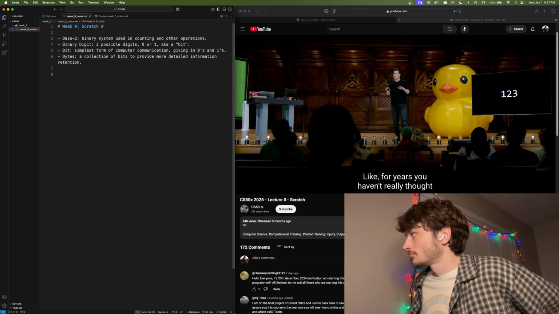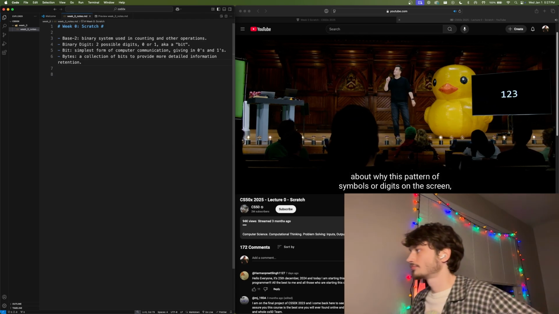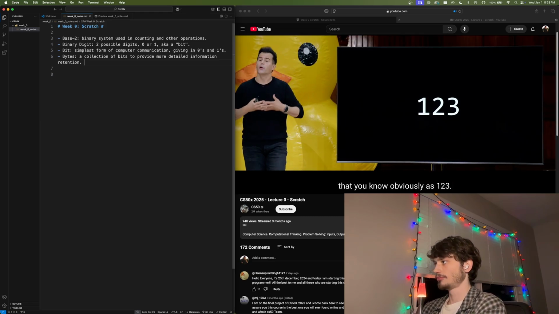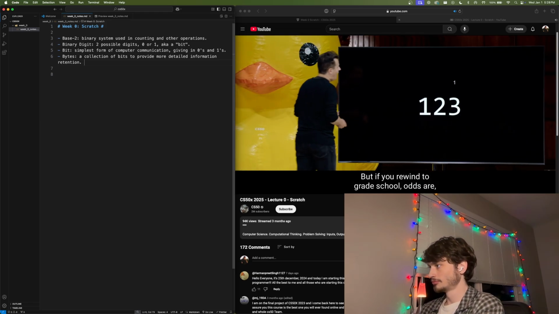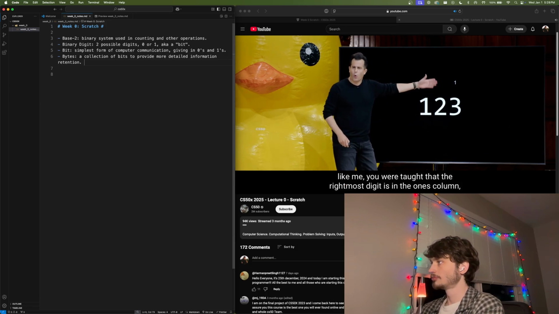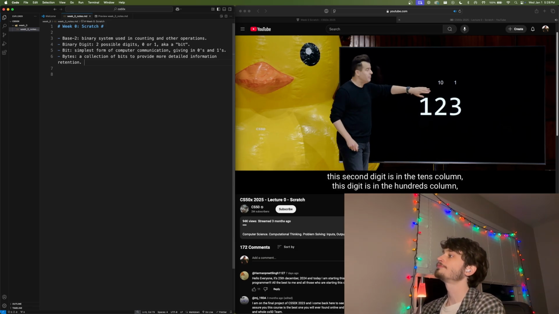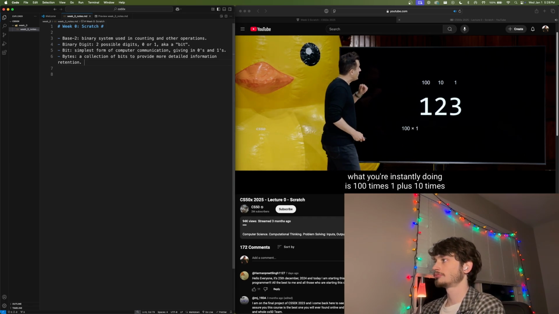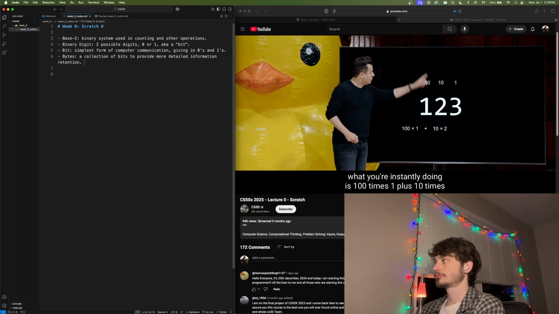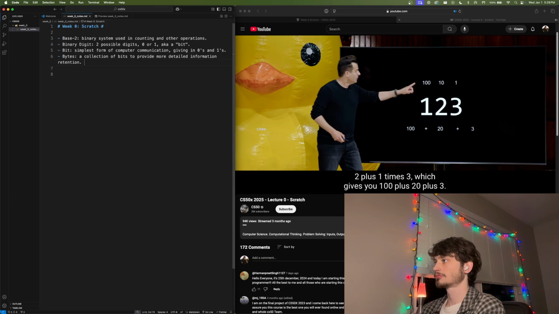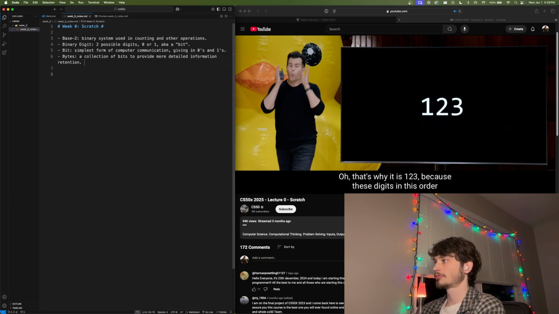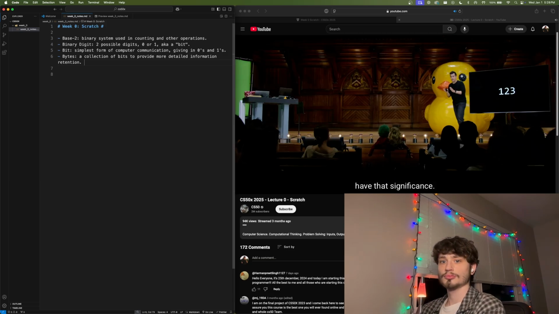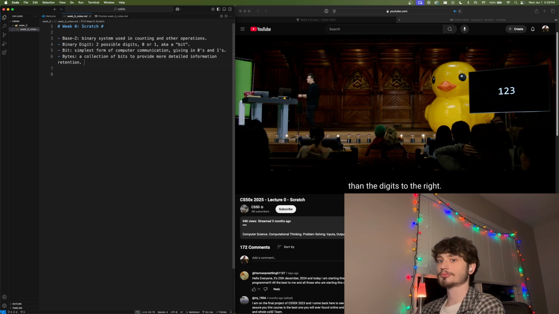Like, for years, you haven't really thought about why this pattern of symbols or digits on the screen, 1, 2, 3, represents mathematically this number that you know, obviously, as 123. But if you rewind to grade school, odds are, like me, you were taught that the rightmost digit is in the ones column, this second digit is in the tens column, this digit is in the hundreds column, and so forth. So even though none of us have to do this math explicitly, what you're instantly doing is 100 times 1 plus 10 times 2 plus 1 times 3, which gives you 100 plus 20 plus 3. Oh, that's why it is 123, because these digits in this order have that significance. The digits to the left have more weight, so to speak, than the digits to the right.